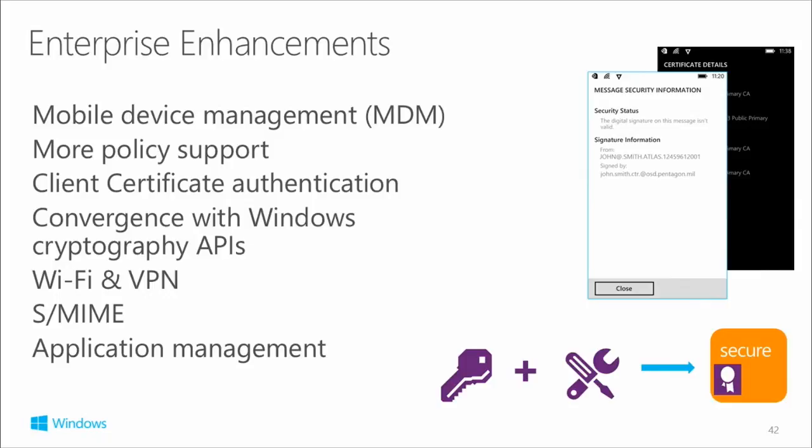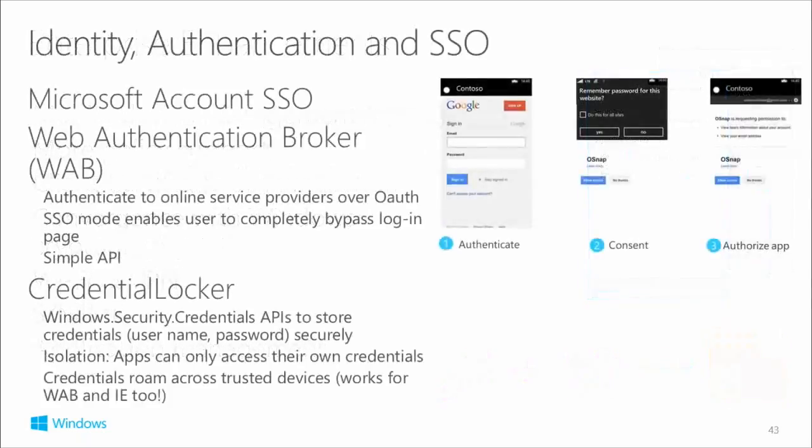Loads of great stuff for the enterprise. A huge amount of new management. We've got a whole session of this coming tomorrow afternoon. Client certificate authentication: we've got mutual authentication now, not just server certificates, but you can have client certificates as well. The Windows cryptography APIs come for us. We've got enterprise Wi-Fi, VPN support, app-triggered VPN, S/MIME, which is encrypted email, and great ways for enterprises to manage the apps on the end users' devices for fully managed devices where an enterprise is giving them out to its personnel.